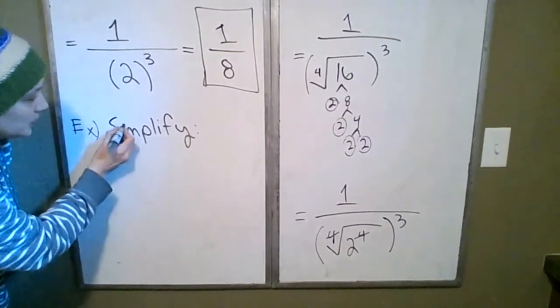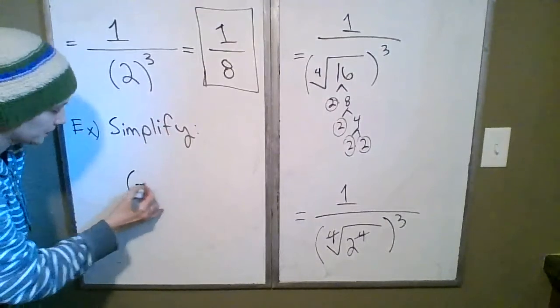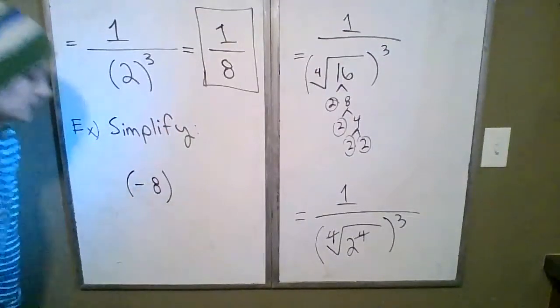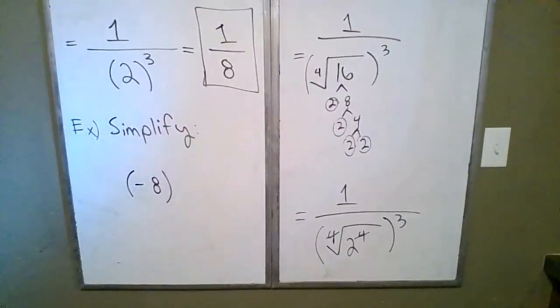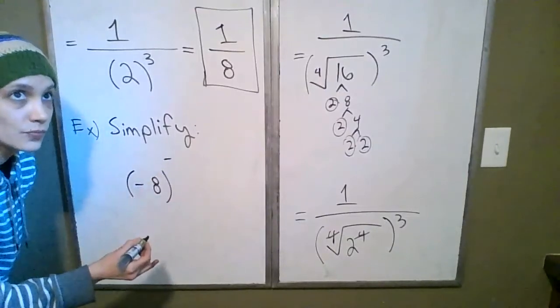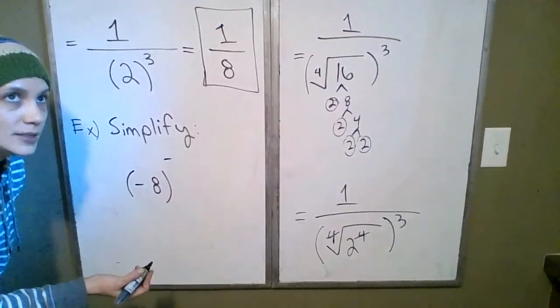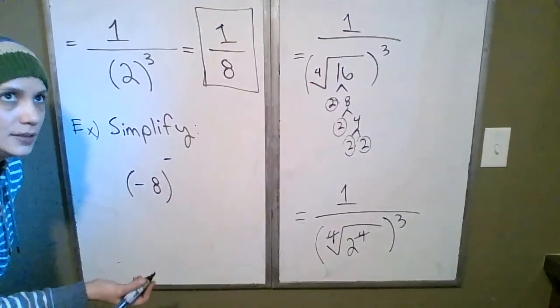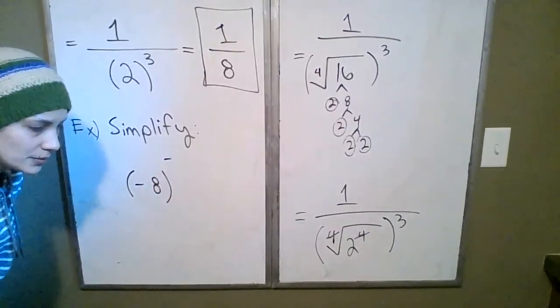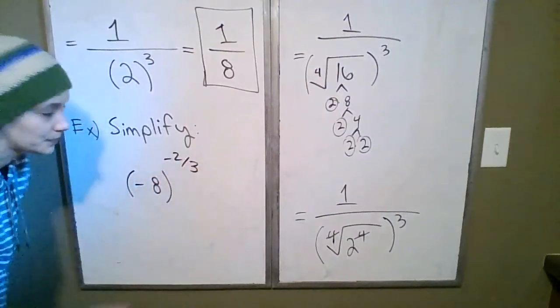So let's put some negative signs. We're going to do a -8 to the negative 2/3. I kind of want to do 1/3, but let's try 2/3. Let's see what happens.